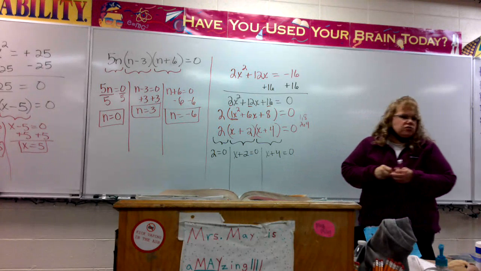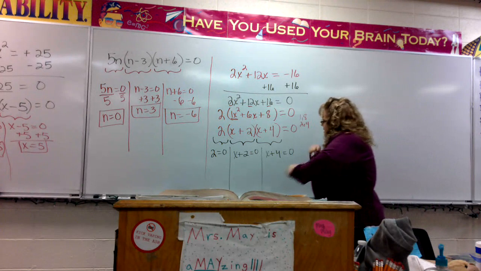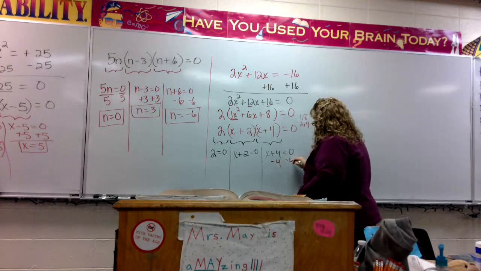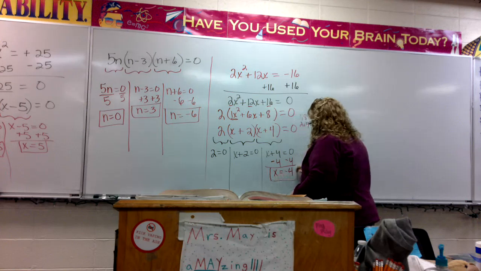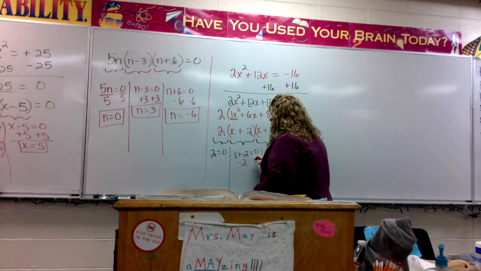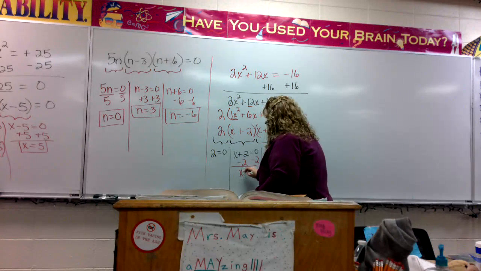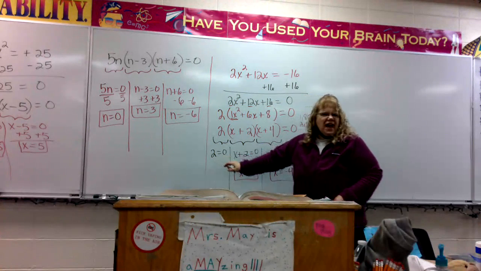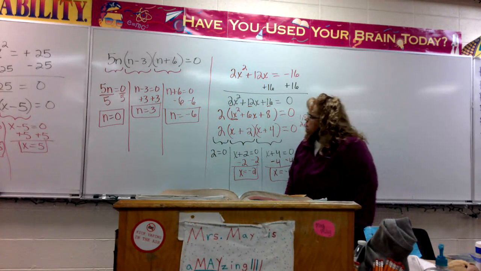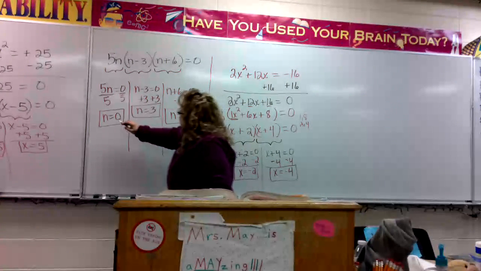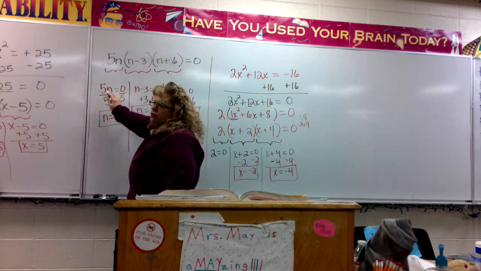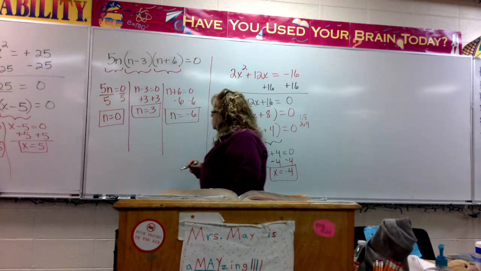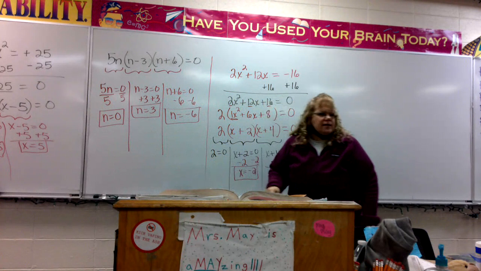And you know what to do to solve those. x is -4. And then x equals -2. What about that? Over here, I had one of those, but I divide by 5, divide by 5, and I get n equals 0. There's an n in that one. Do you see this one? There's no letter in there.